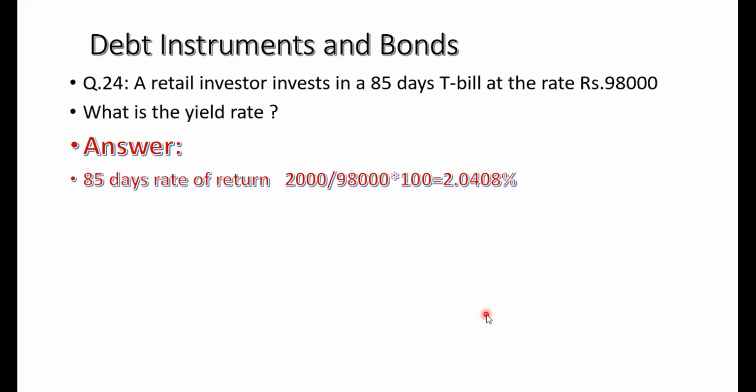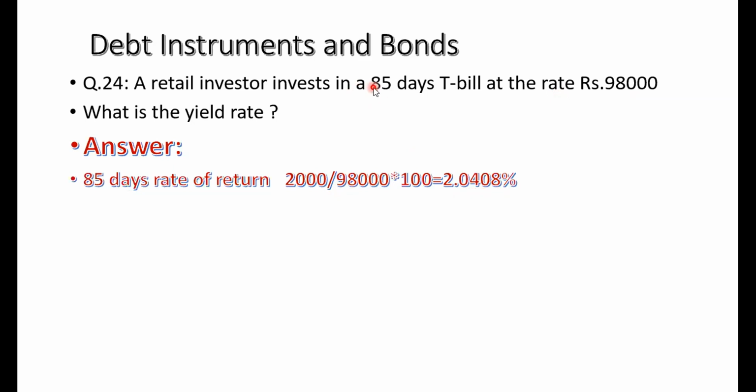Now you see the variety. This similar thing we have already discussed, don't worry. A retail investor invests in an 85 days treasury bill. What is an 85 days treasury bill? It is the remaining period: somebody has invested, it's traded, and you want to buy. Remaining maturity is only 85 days at the rate of 98,000. What's the yield rate? If you invest 98, you are going to get 1 lakh face value. So 2,000 is the return. 2,000 divided by 98,000 into 100 gives 2.0408, which is the return for 85 days.